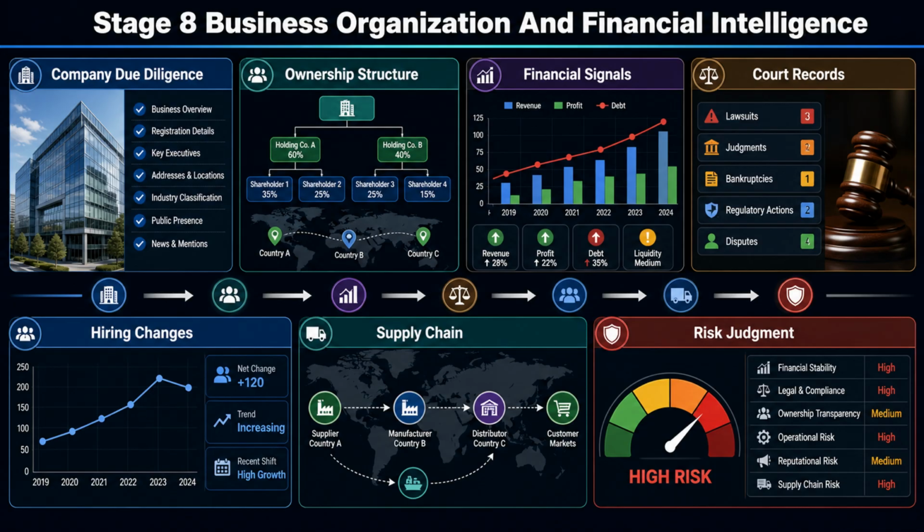Stage 8 is business, organization, and financial intelligence. You do not need to become an accountant. But you do need to read public business signals.